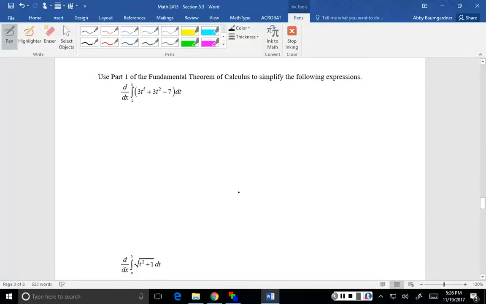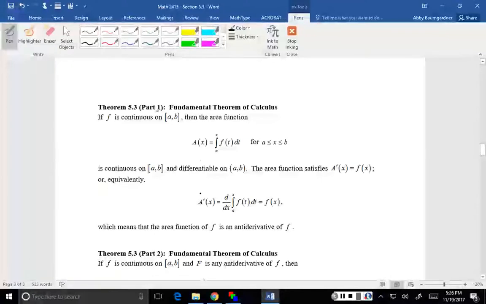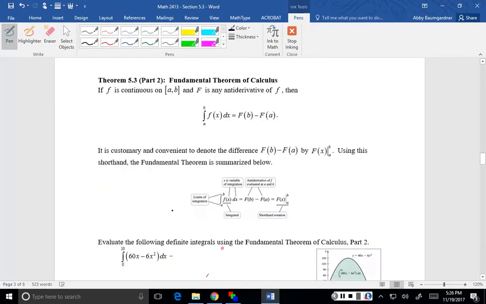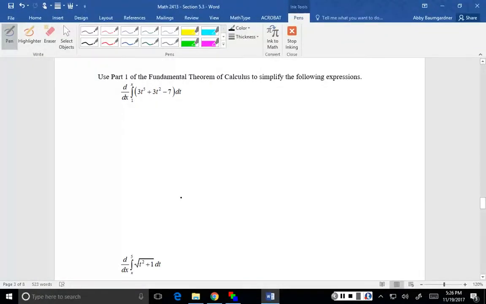All right. So now we need to go back to part 1 of the fundamental theorem of calculus, and we're going to use that to simplify the following expressions. One thing I want you to see here is I know that this is a part 1 problem because it has that d/dx out front. Remember, part 1 was the part that related the derivatives to each other. I'm going to do this one the long way, and then maybe we can come up with a shortcut.